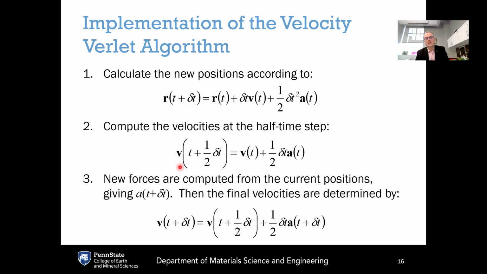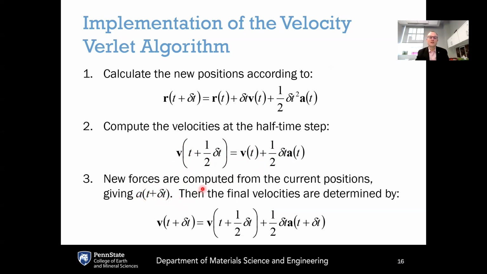Then we calculate the velocities at a half time step. So this is going forward by just a half time step, 1/2 delta t, and the velocity at that half time step forward would be equal to the current velocity plus the half time step times the acceleration, so it's plus delta t over 2 times the acceleration. Then new forces are computed from these new positions at t plus delta t. So now we've got this new acceleration, a of t plus delta t.